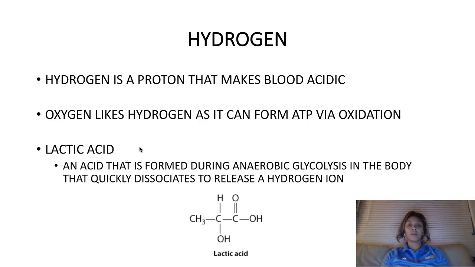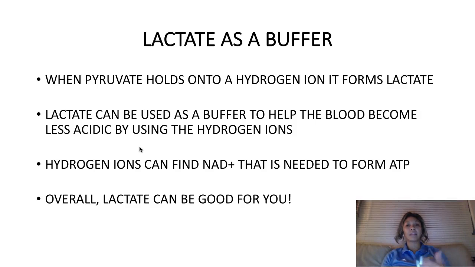So we know now that lactate can act as a buffer because lactate is basically a pyruvate that latches onto hydrogen, and hydrogen likes oxygen, and we like oxygen to be able to sustain high rates of physical activity. So lactate can be used as a buffer to help the blood become less acidic by using this hydrogen ion. And the hydrogen ions can find an NAD+ that's used in aerobic glycolysis that is needed to form ATP. So overall, lactate is good for us as long as we're able to train our bodies in ways to sustain this lactate for a long period of time.